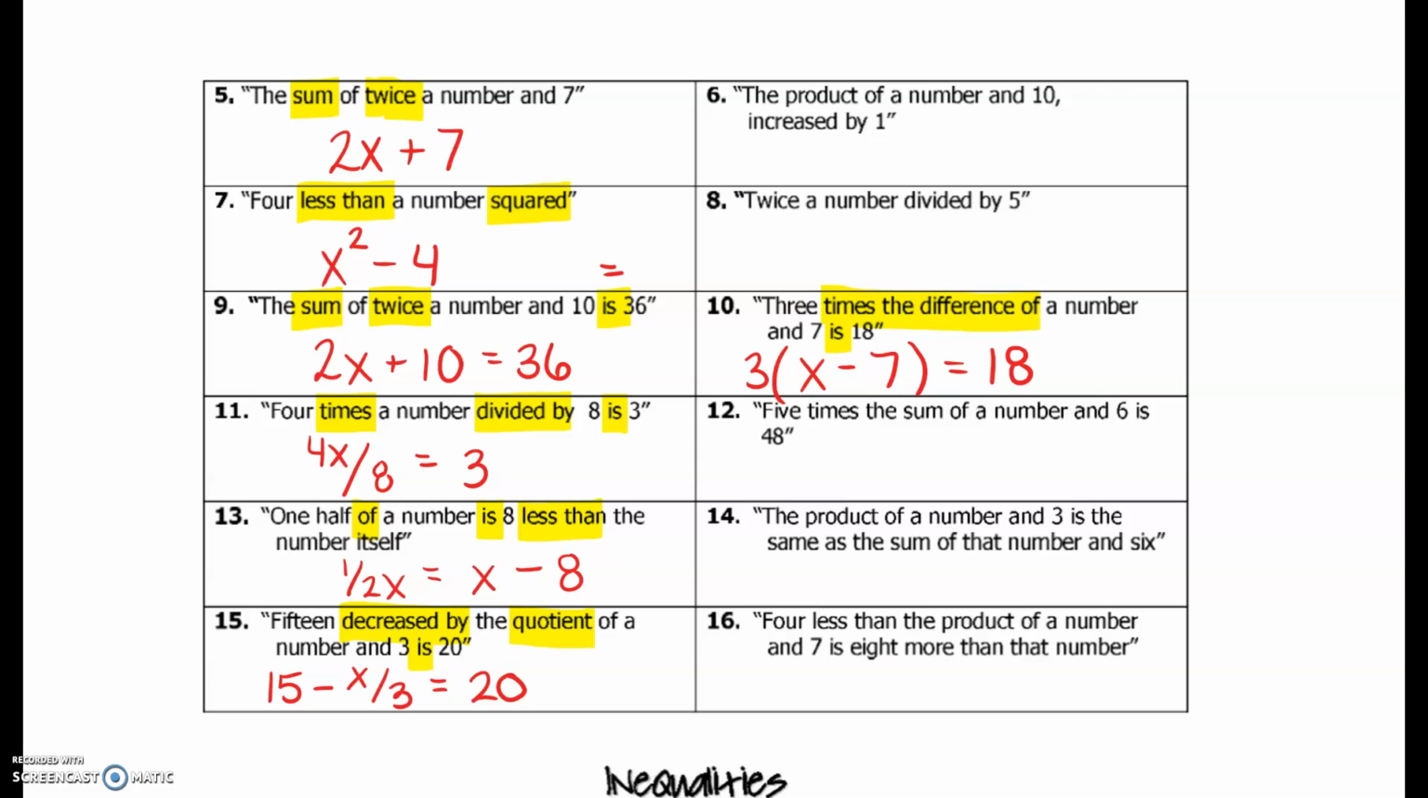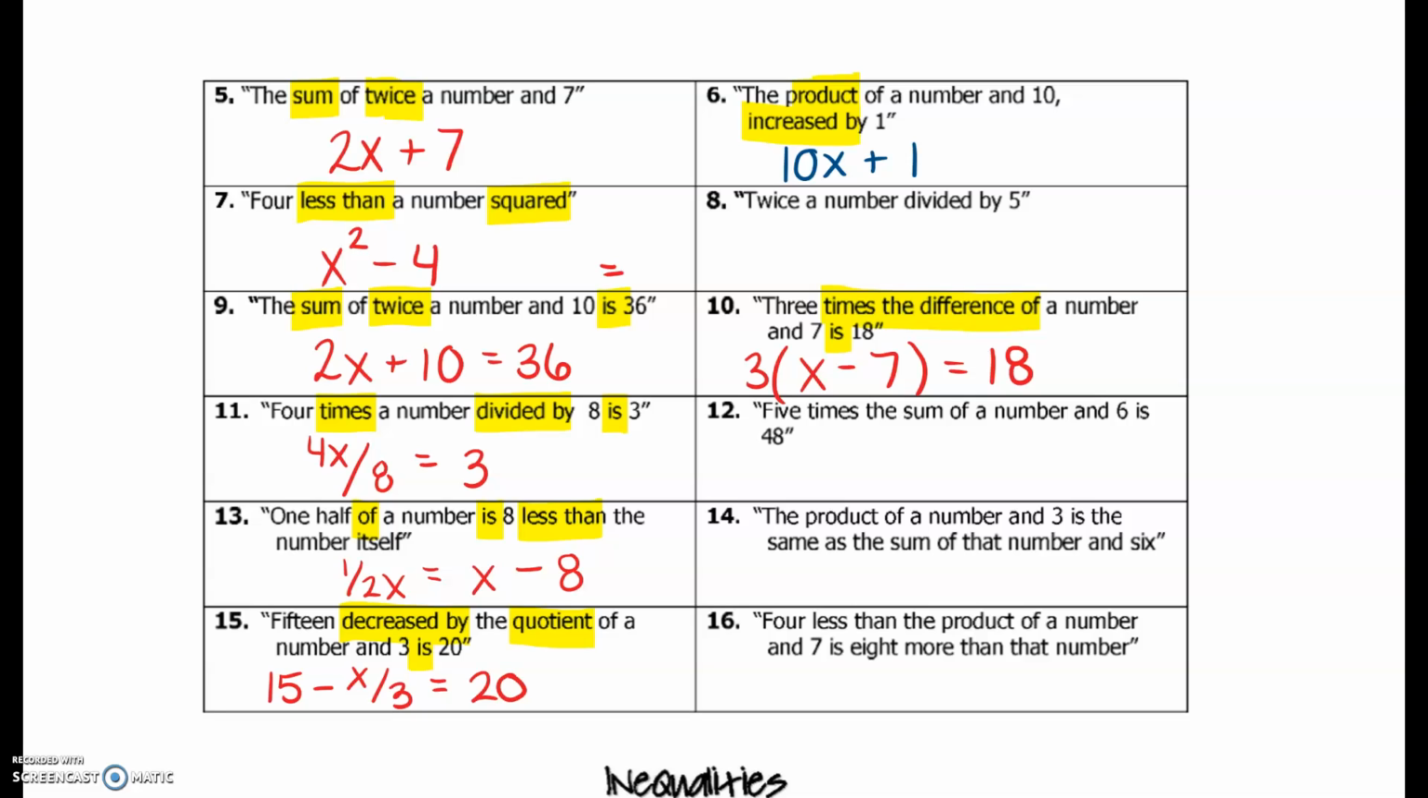So, starting with number 6, as I mentioned in our previous video, we want to break these statements down into individual pieces. So we look for the keywords. In this case, it says the product of a number and 10. Product indicates to us that we're going to be multiplying. So we will have 10x, or 10 times x, and then we see the next key phrase, increased by, which tells us that we should be adding 1 to that expression.